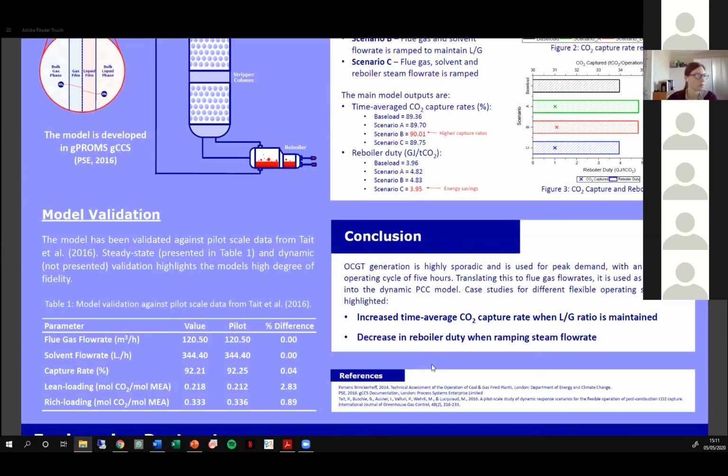But it is worth noting that this transient operation had an effect on the quality of the CO2 produced, and further research is required on the effects of transient operation on the desorption unit and the downstream CO2 compression system. Thank you very much for listening, and I'll be happy to answer any questions.